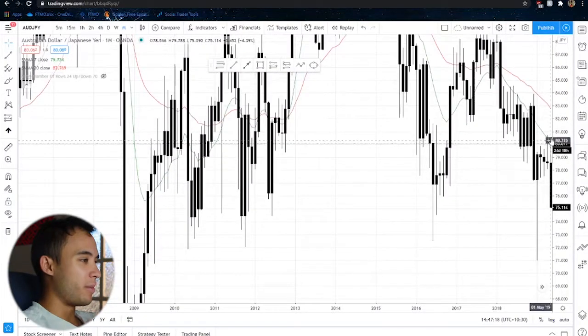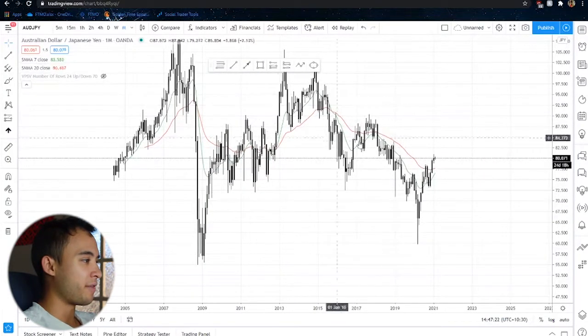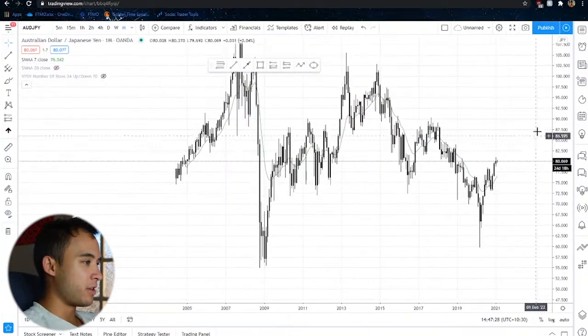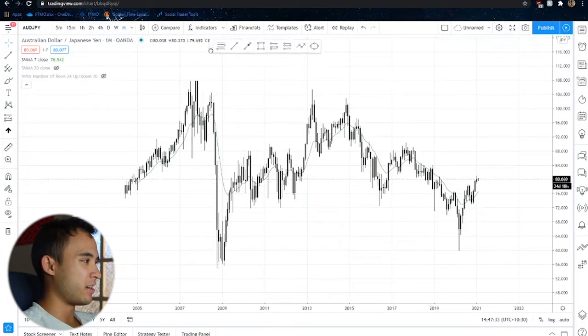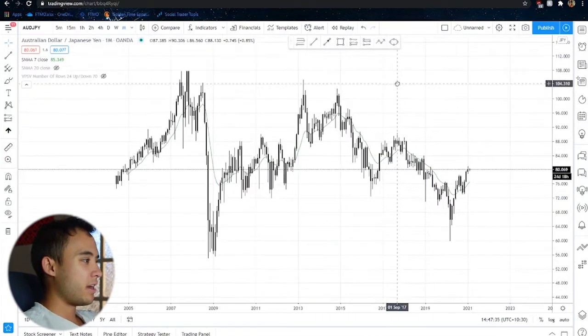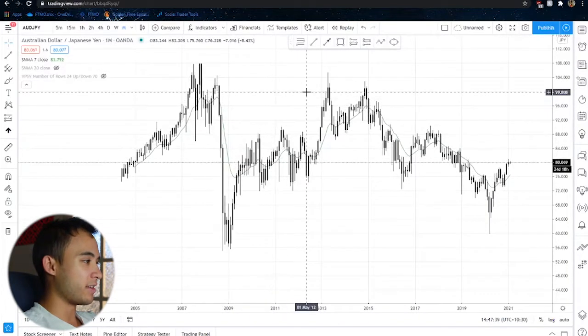Alright, so we got the monthly up. And I got two moving averages. I have the 7 moving average in the green and the 20 moving average in the red. I'm going to take off the red because I don't usually use it too much. It's more like a confluence. Anyways, this is the plain chart and it does look really nice.